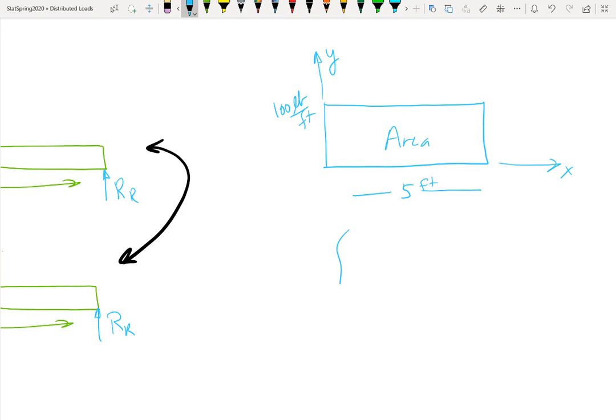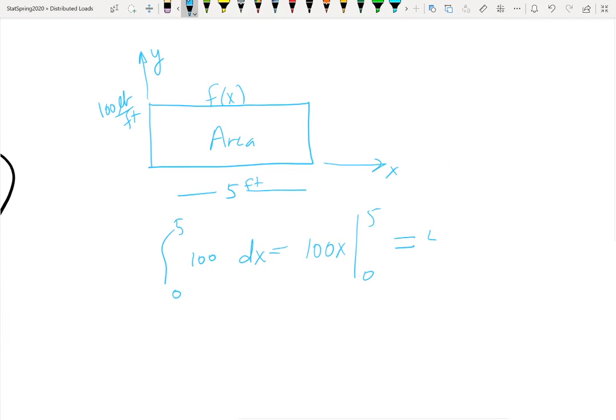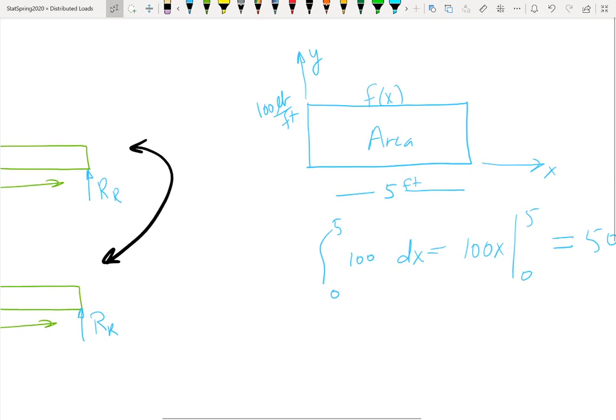How do you get the area? So let's call this f of x, from 0 to 5. Well, I'll just replace that with the function that's 100, integrate 100 times x, evaluated from 0 to 5, and then in fact, that's what I get, 500.